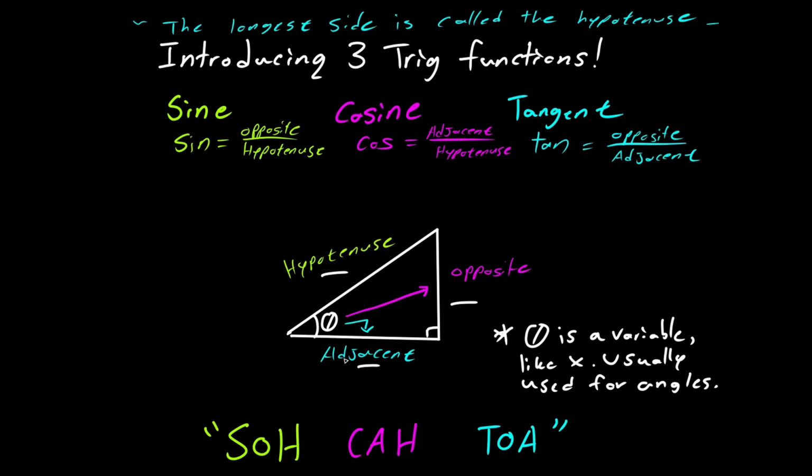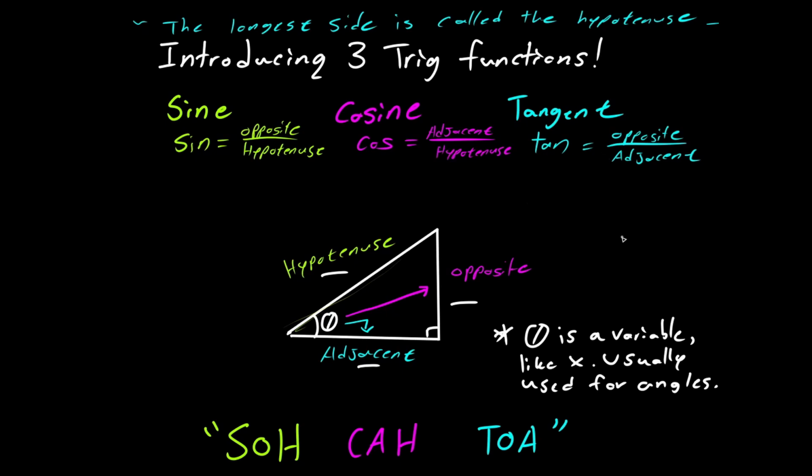Now, don't mix up the adjacent with the hypotenuse. One way you can tell is because the hypotenuse is always the longest side of the triangle, so it will always be bigger than the adjacent. So if you don't know if it's the hypotenuse or the adjacent, just see which of them is bigger. The bigger one is always the hypotenuse. So essentially what these functions are saying is that these are the ratios of the two sides.